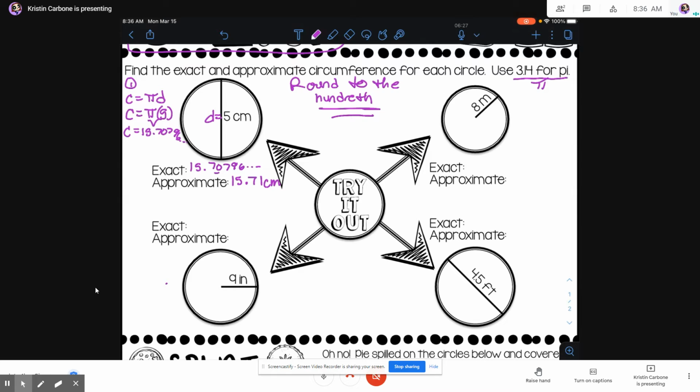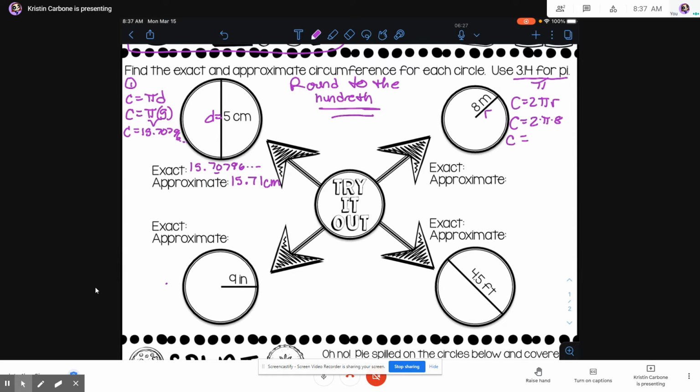Alrighty, our next one here, we're given a radius. So we're going to use c equals 2 pi r. You could use pi d and just know that the diameter is 16. It's entirely up to you. All right, let's fill in our information. So we have c equals 2 times pi times a radius of 8. And then we put it into our calculator.